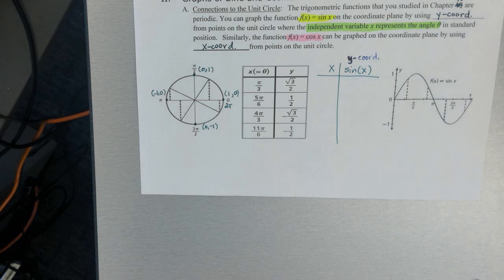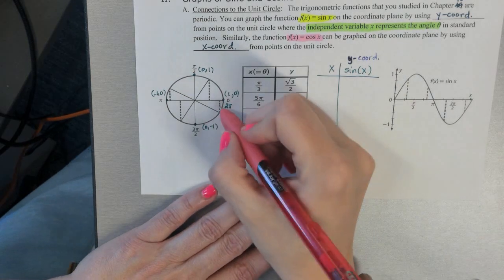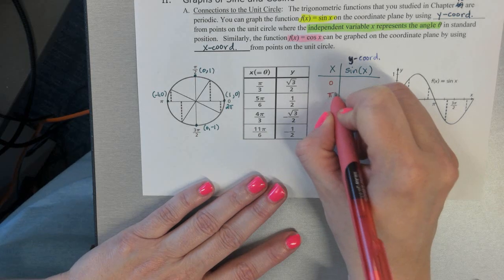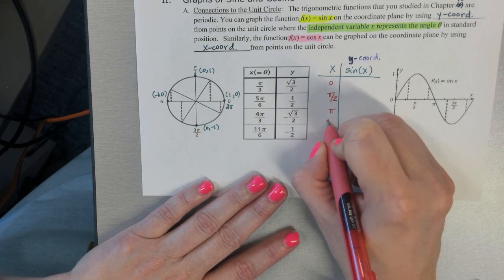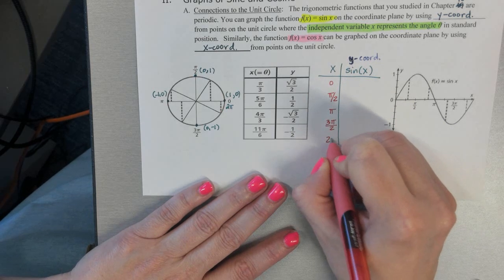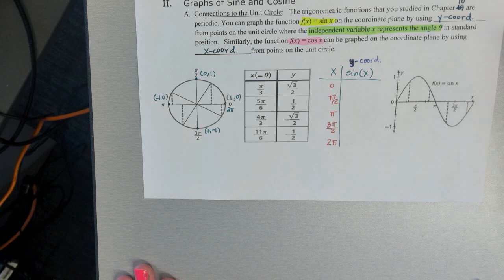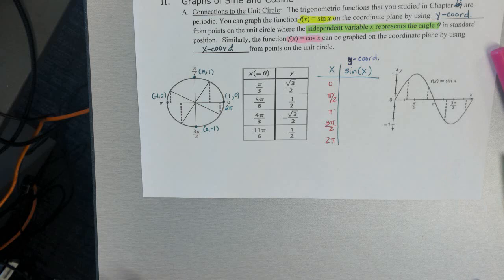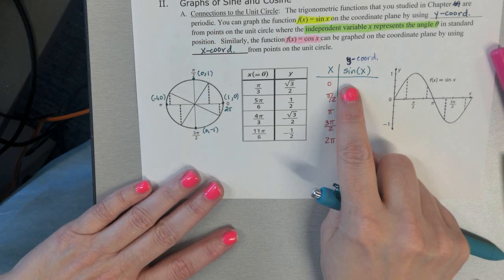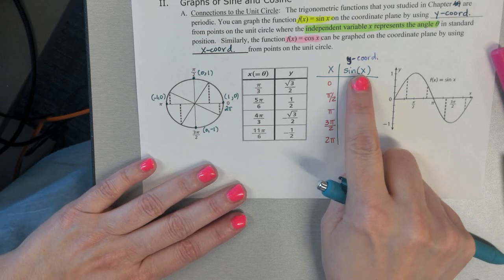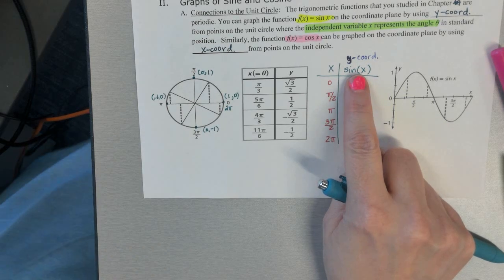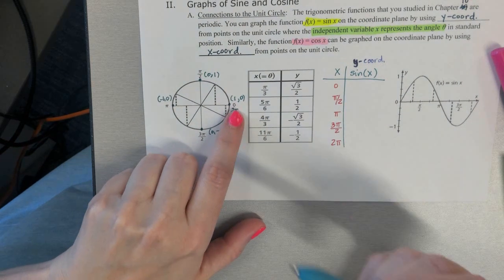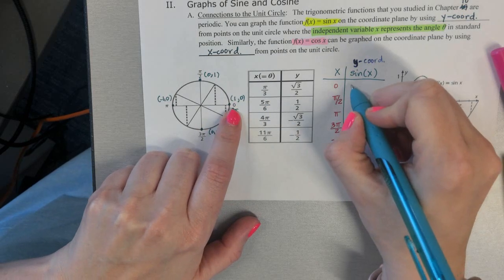And then what we're going to do is plug in the values we just talked about. We're going to plug in 0, pi over 2, pi, 3 pi over 2, and 2 pi. So when you plug in 0 for x, you'd have the sine of 0. The sine of 0 is the y-coordinate at 0. What's the y-coordinate at 0? It's 0.